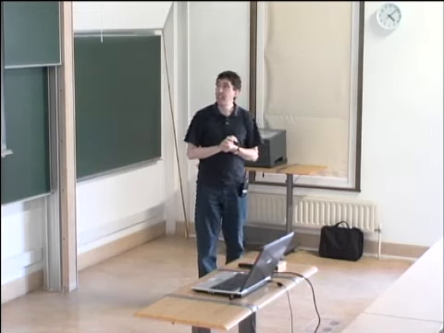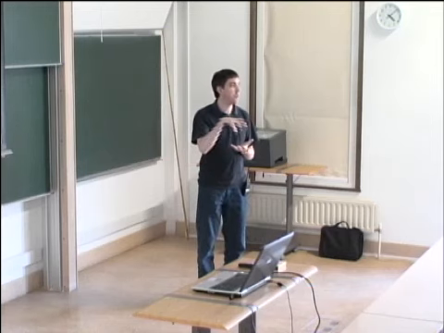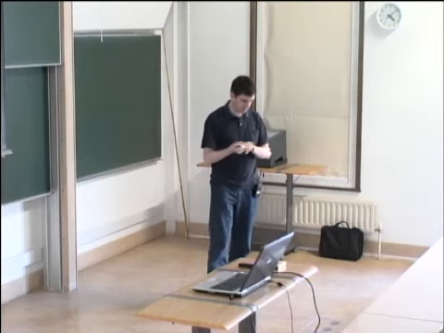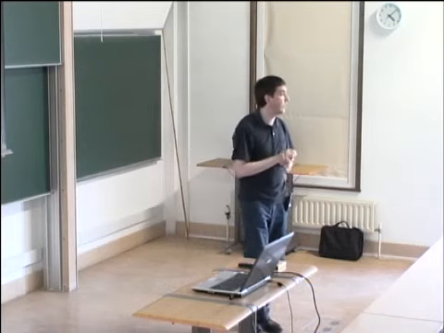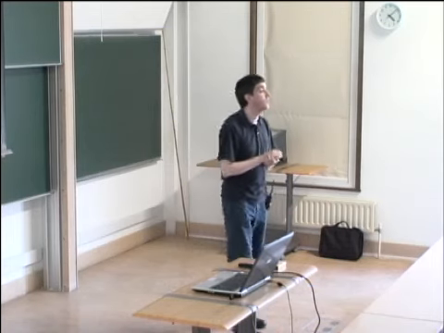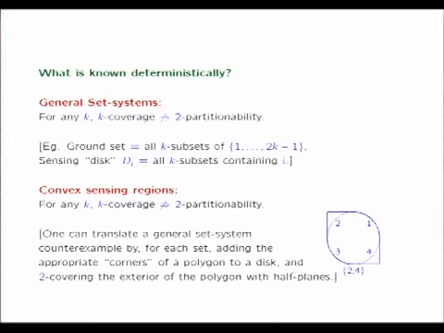Okay, so that's really rather ridiculous, to have an arbitrary subset of the plane. So let's be a little bit more reasonable. Let's say convex sets. So what happens if the sensing regions are convex? Well, that doesn't help you.